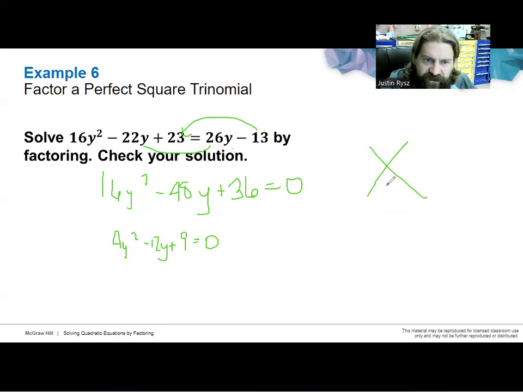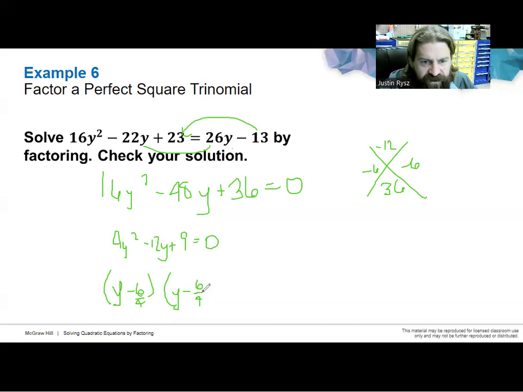So what multiplies together to get 4 times 9, which is 36, and adds together to get negative 12? Oh, that's a negative 6 and negative 6. Right, so we get a y minus 6. We'll divide that by 4. We get a y minus 6 divided by 4.